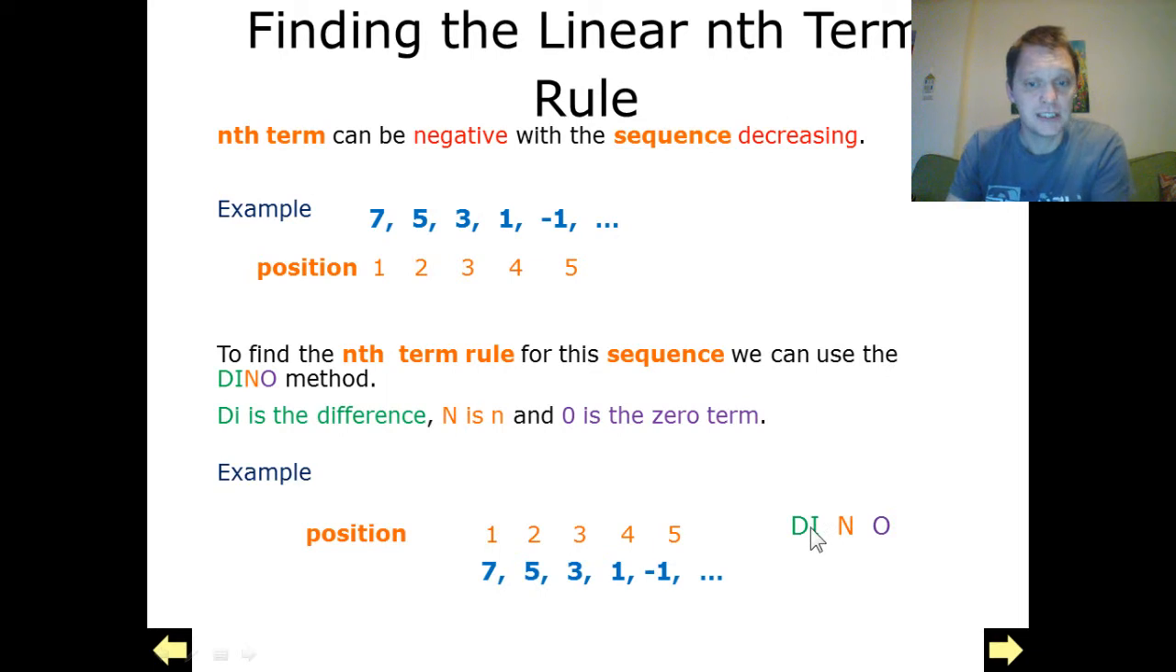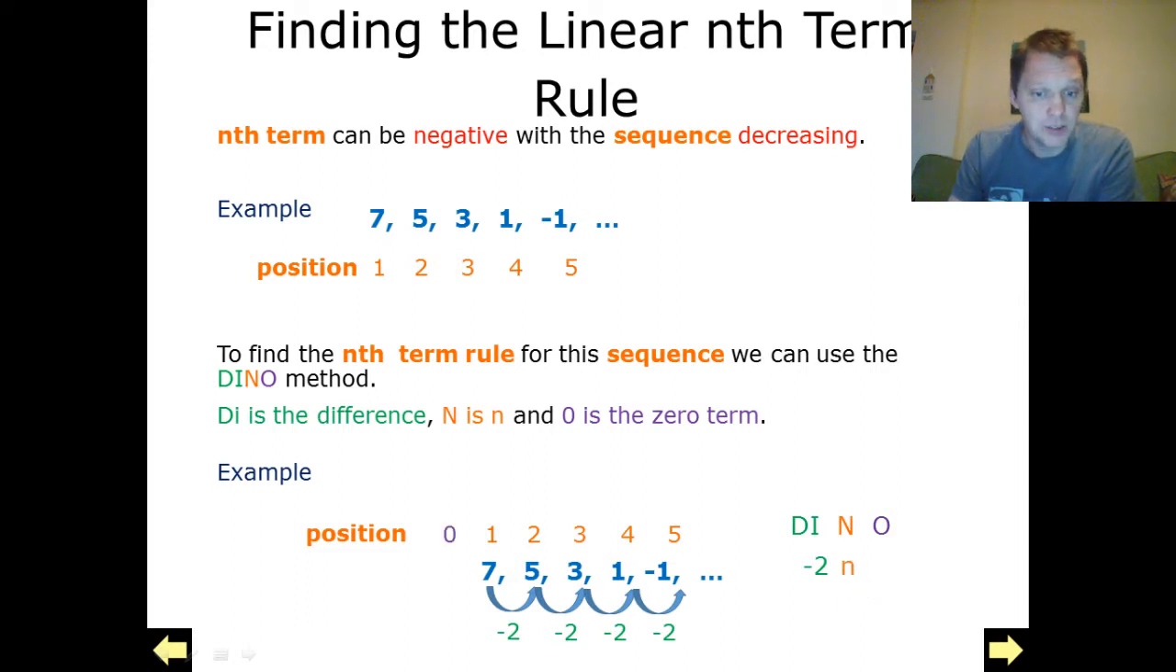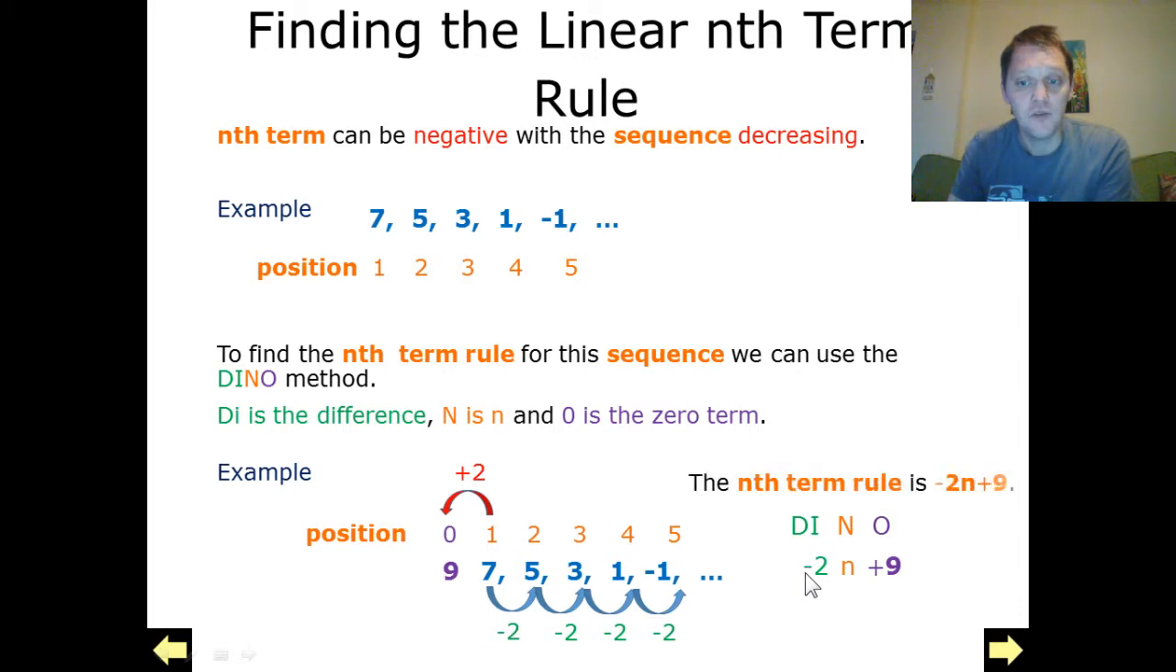So my difference is subtracting 2 each and every time. So because I've got a negative 2, I'm going to write a negative 2 underneath my di. N comes down, and I'm going to find my 0 term. I'm subtracting 2 going this way, so to go this way, I'm going to add 2 to my 7, which gives me 9. Because it's a positive 9, I'm going to write plus 9 underneath my 0. So my nth term rule is minus 2n plus 9, or negative 2n plus 9.